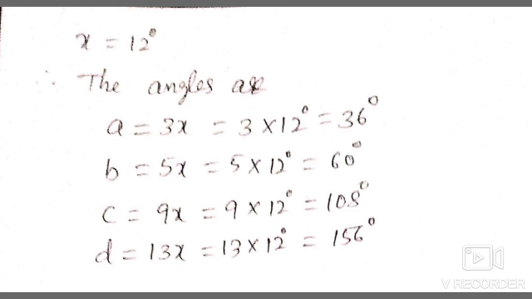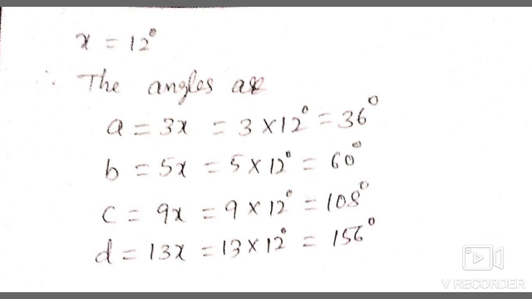Now A plus B plus C plus D is equal to 360 degrees, because of the angle sum property. Now you substitute the value of A as 3x, B as 5x, C as 9x and D as 13x. So we can write 3x plus 5x plus 9x plus 13x equals 360 degrees. If you add, 30x is equal to 360, so x will be equal to 360 divided by 30. Now if you simplify, x will be equal to 12 degrees.